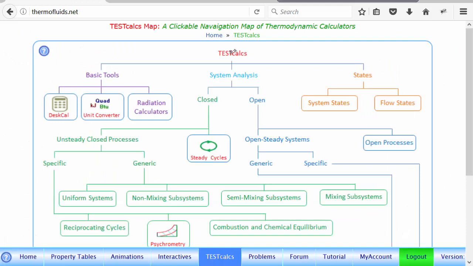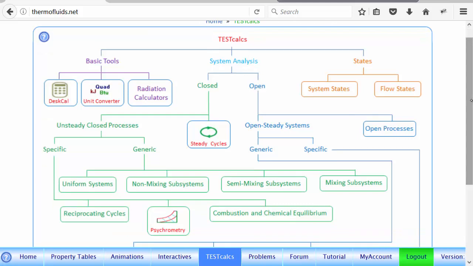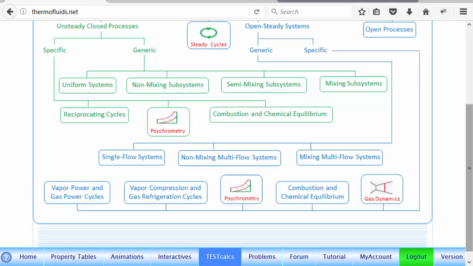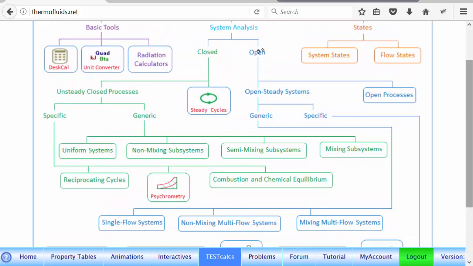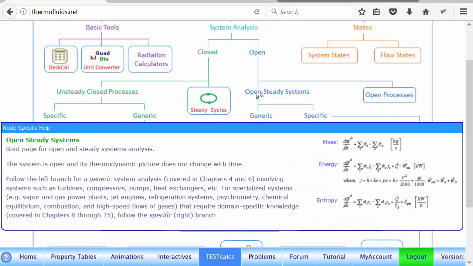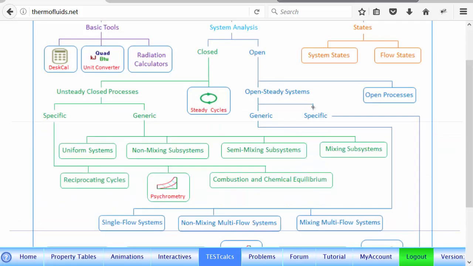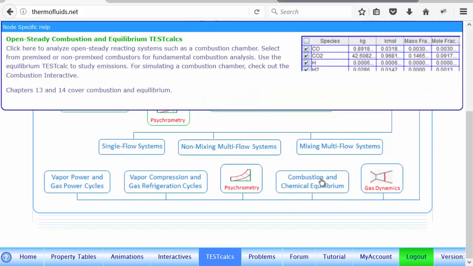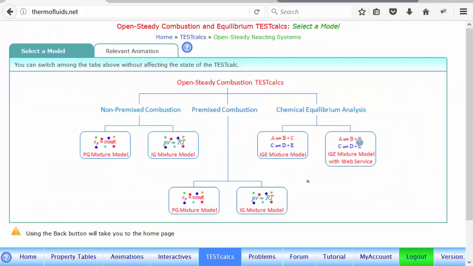So we'll follow an open system, an open combustion chamber in which there is flow of fuel and flow of oxidizer, which could be air or pure oxygen or any combination of oxygen and nitrogen, entering. So obviously you follow the open path and a steady, specific path, and come to combustion and chemical equilibrium. Once you click there are several options.